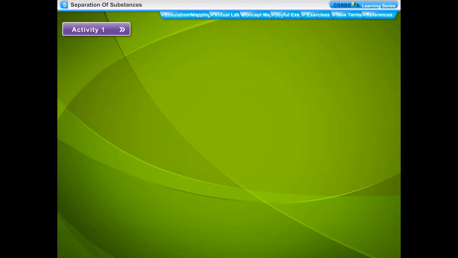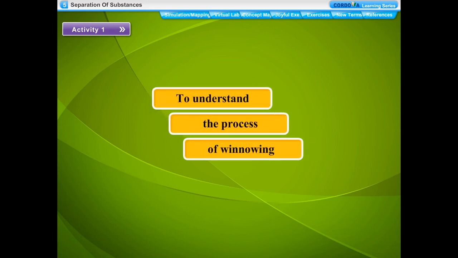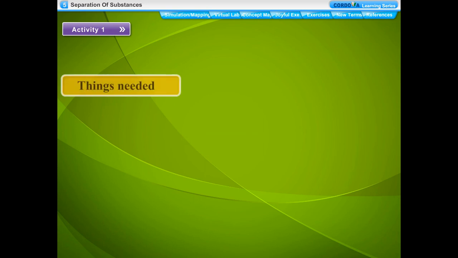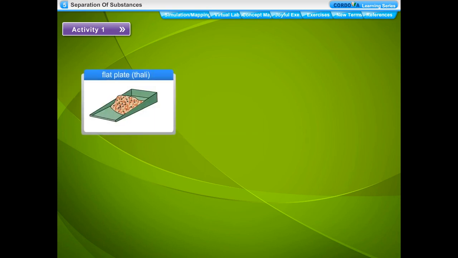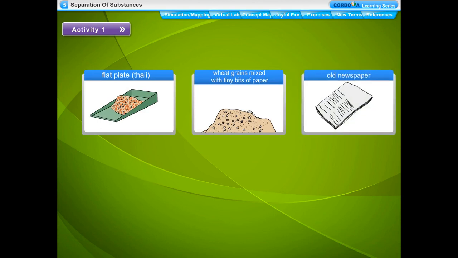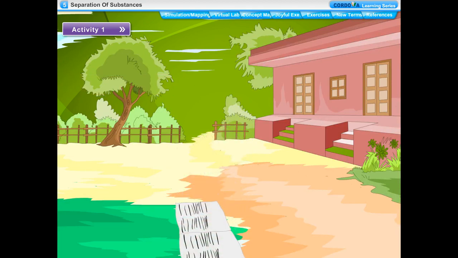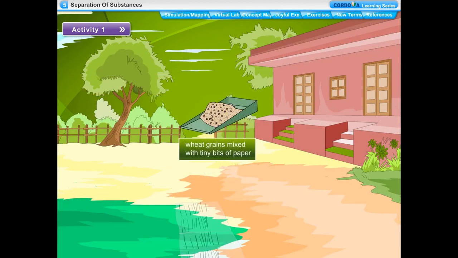Activity 1. To understand the process of winnowing. Things needed: flat plate (thali), wheat grains mixed with tiny bits of paper, old newspaper. Method: spread a sheet of newspaper on the floor. Take some wheat grains mixed with the tiny bits of paper in a flat plate.